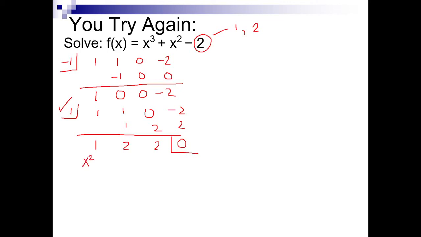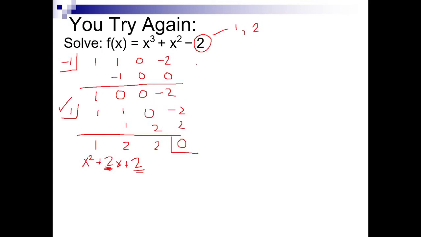X squared plus 2x plus 2. Now, this is my question. Is 2 factorable such that the sum of the factors of 2, when added, is the middle term, 2? No, you cannot. So, what will I use here?